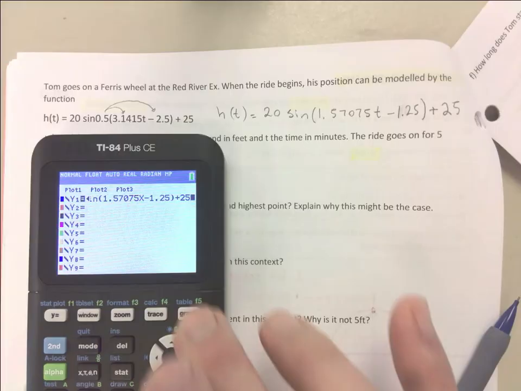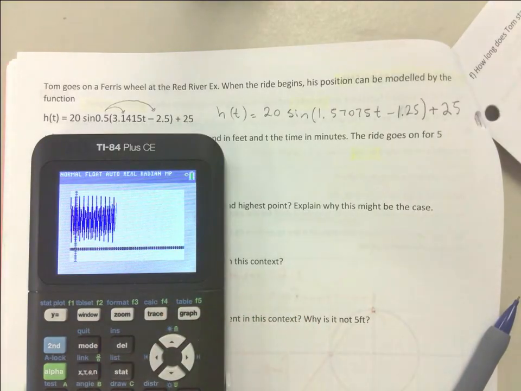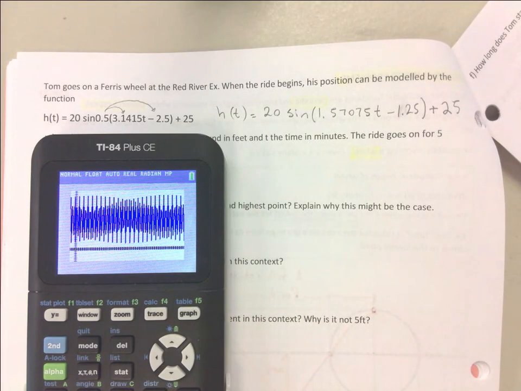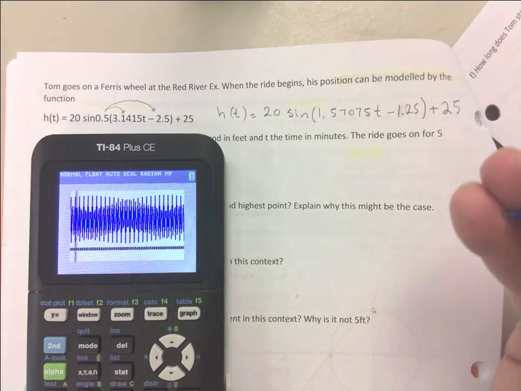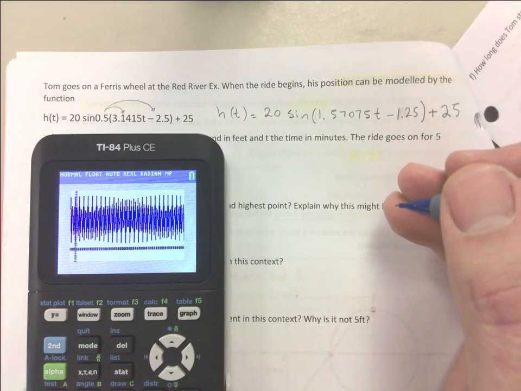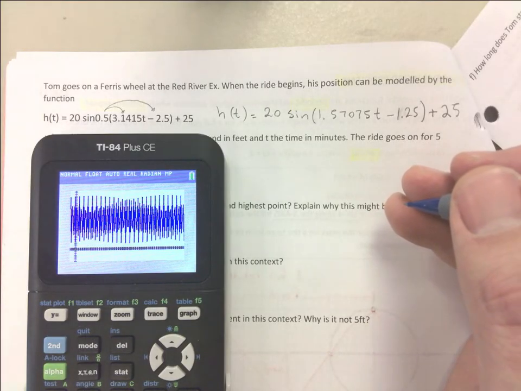There it is. I'm going to graph it. Uh-oh. It looks pretty, but I don't know what I did there. How would I fix that? You need to figure out the period. You need to figure out how long it takes for one revolution.